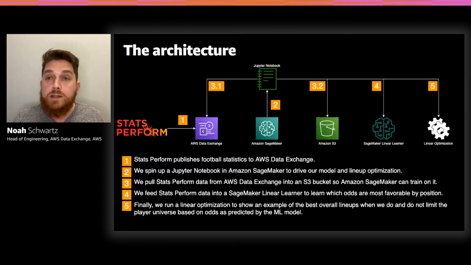Then we spin up an Amazon SageMaker Jupyter Notebook to drive our models and lineup optimization. Then we pull stats from AWS Data Exchange into an S3 bucket so it can be used by our Amazon SageMaker models. After that, we train our machine learning models to tell us which odds are favorable for each position.